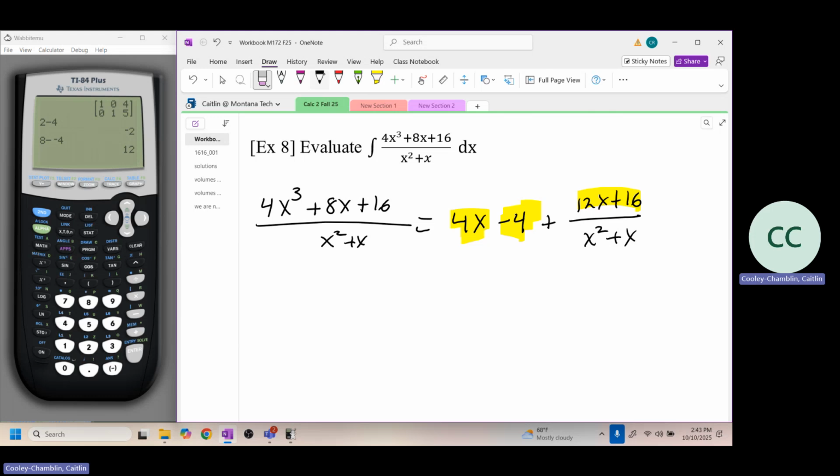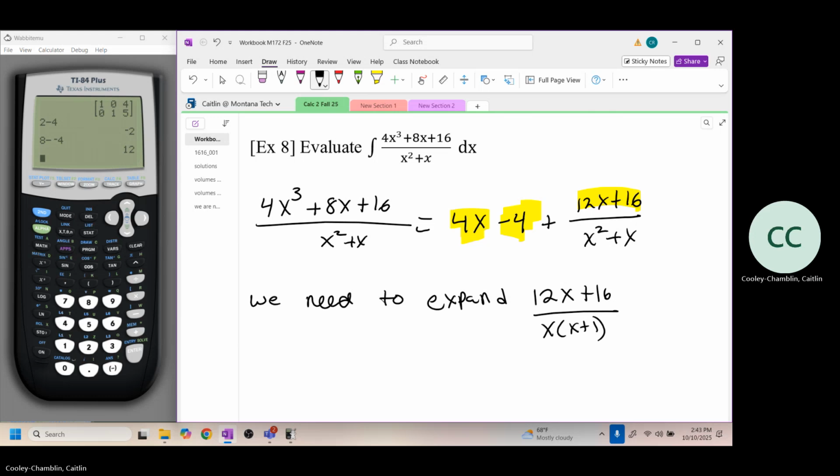Okay, so we need to expand 12x plus 16 over... let me go ahead and factor this. This is just x times x plus 1. They both have an x in them. X comes out, and that's x plus 1. Okay.